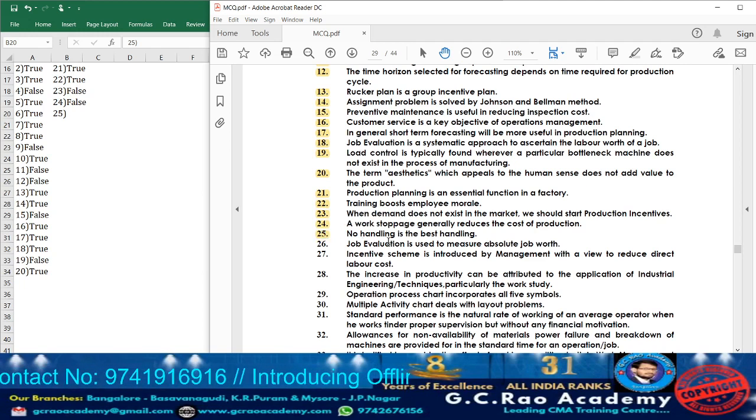What they are telling? No handling is the best handling. Actually, the statement will be true.